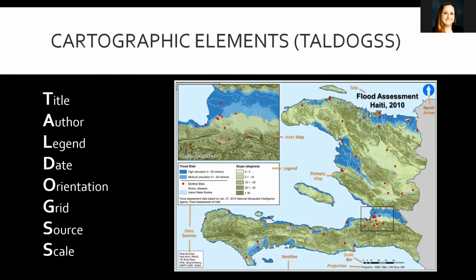You have your grid, which are going to be your lines of latitude and longitude. Those are generally for maps that include a very large area and not smaller maps like this. And then you have your data source or sources, which are all the places that you gathered your data from that are included in the map. And then your map scale, which is represented as a scale bar or even written out in writing to let your reader know how large of an area they're actually looking at.